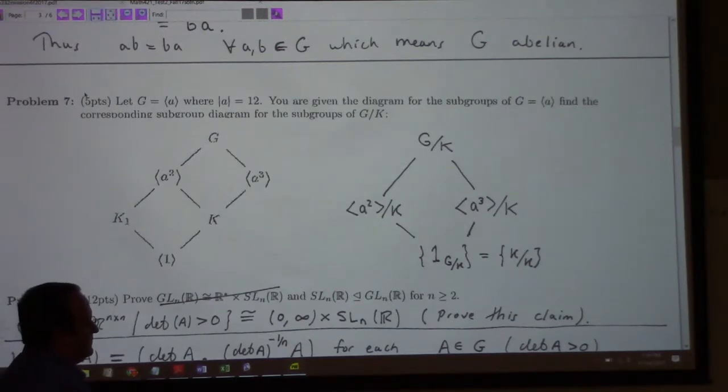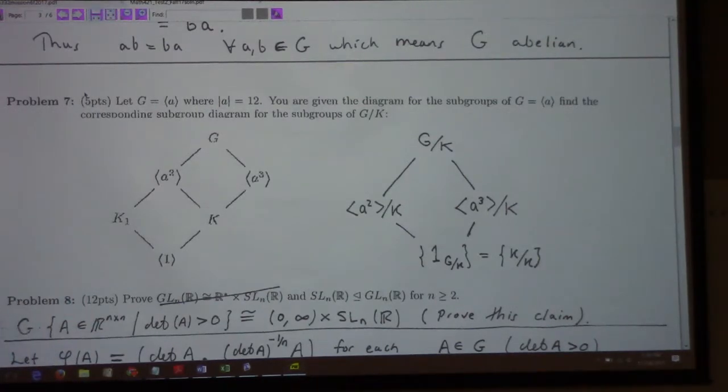Now if you, well, anyway, let me not blather on about that. This is, of course, the correspondence theorem. And there it is.